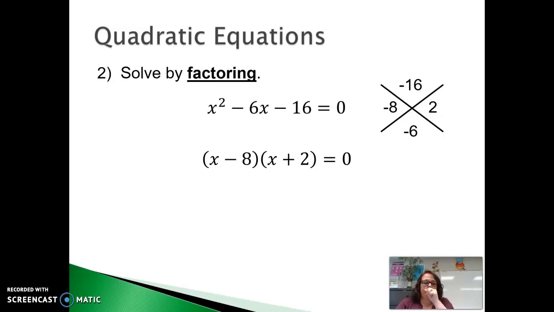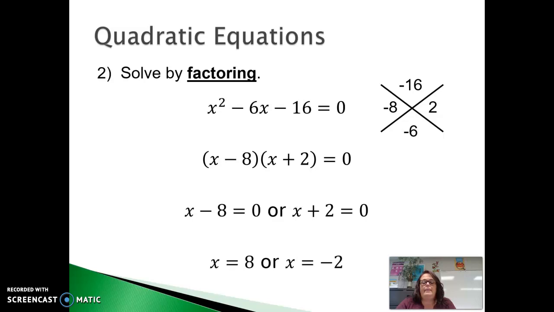And so the rule of zeros says if two numbers multiply to give me 0, then either the first number is equal to 0 or the second number is equal to 0. And that gives me +8 or -2 as my two possible solutions. Notice it's a square function, so the degree is 2, and we found our two complex roots.